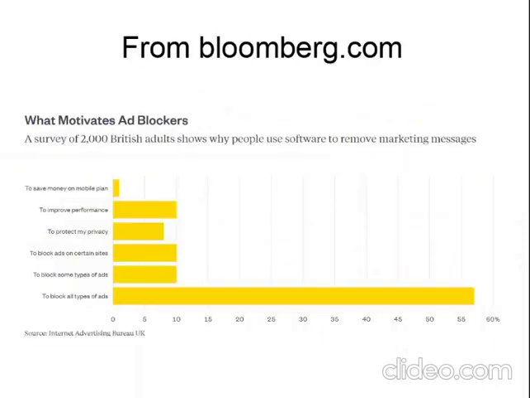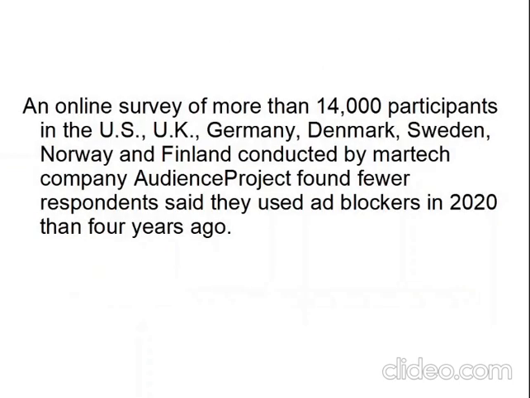Here's some data from a while back in terms of the motivations of ad blockers in the UK. And by far and away, the most popular reason to use ad blockers is to block all types of ads, which stands to reason, really. And in terms of trends beyond the UK, this is some research from Northern Europe and the United States, which finds that fewer respondents said they used ad blockers in 2020 than 4 years ago. So it's potentially a broader trend than just in the UK.